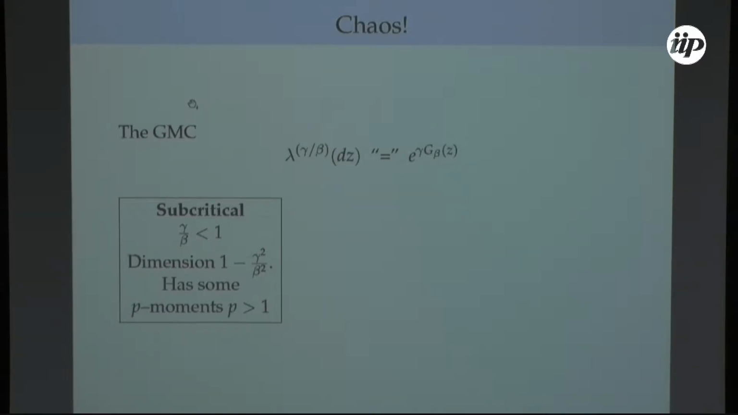And this measure has nice multifractal properties. So there's a regime where it has those properties, which is the subcritical regime. And in this normalization, it would be where gamma over beta is less than 1. And there are some things known about the measure, for example, its dimension, and that it has some moments. There is a critical case when gamma over beta is equal to 1, and then you have a 0-dimensional non-atomic measure. And you can no longer take any moments of it.